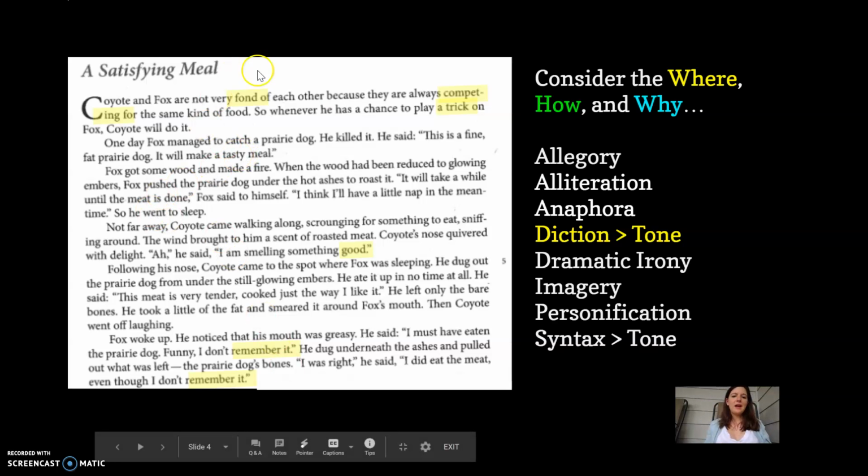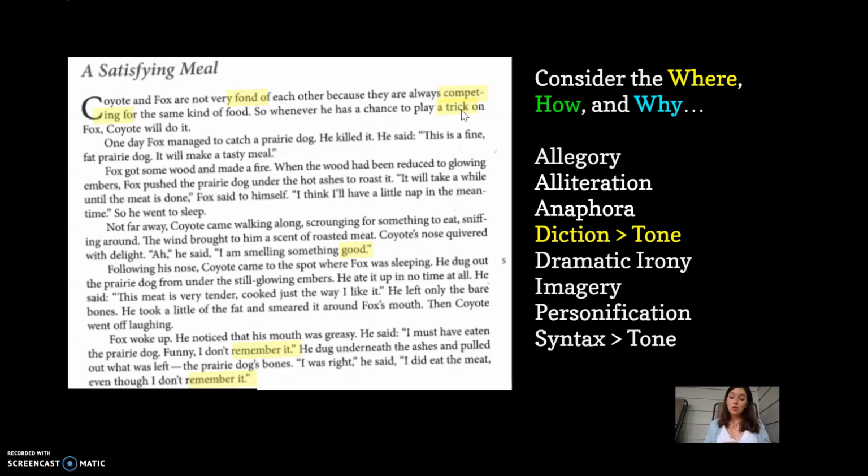Also, I wanted to point out the phrasing, or the word competing, and also the word trick. This emphasizes the fact that it's a trickster story at the very beginning, so that we know which kind of story we are encountering. And so that's also quite important for the diction. And so again, I took us through the where, the how, and the why with the diction.